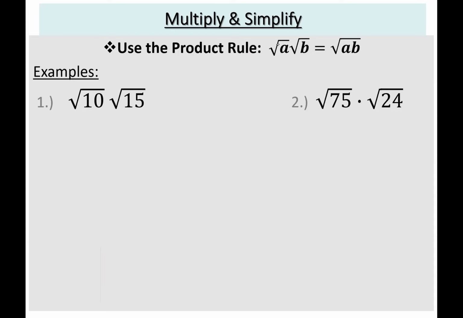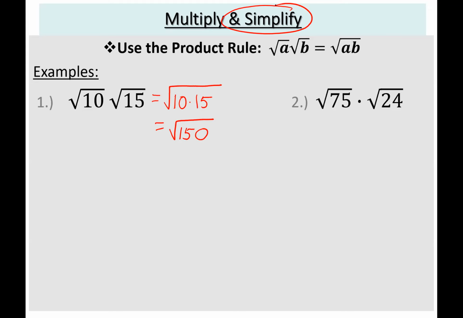Let's take a look at number 1. The square root of 10 times the square root of 15. Okay, so we're going to multiply these together first and then simplify. The square root of 10 times the square root of 15. Well, if I put those together, that's the square root of 10 times 15, which is the square root of 150. Okay, so that's the multiplying part, but we also need to simplify. So now that I just multiplied and got 150, now I need to go back and break down the 150.